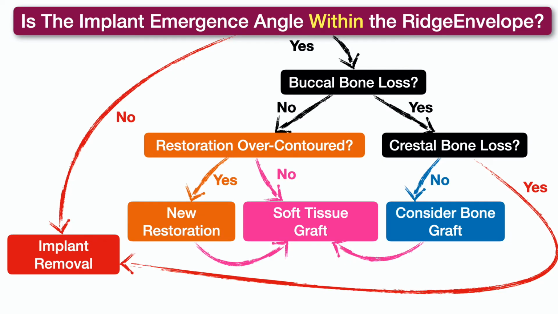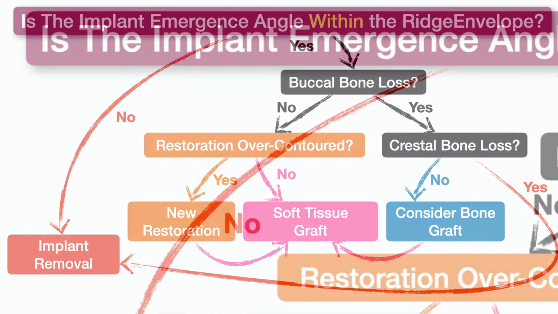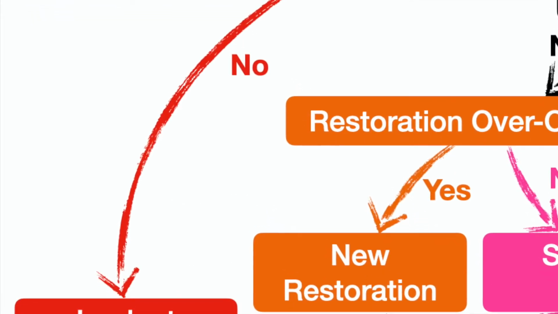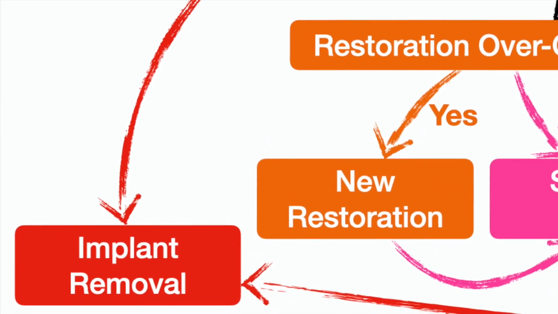So these are the 4 factors that are most critical to determine, can we save the implant, explant the implant, do we need to bone graft, do we need to soft tissue graft, does it just need a well-contoured new restoration? So one of the things that's really important when we try to decide which treatment option to go with is the question: is the implant emergence angle within the ridge envelope? That's the first question you have to ask yourself. Because if the implant is outside of the ridge envelope, it's a no-go. The only option we have is an implant removal. That makes it really easy to decide.